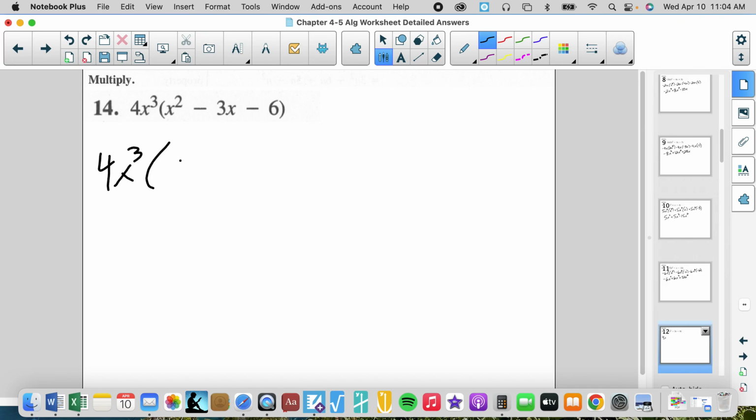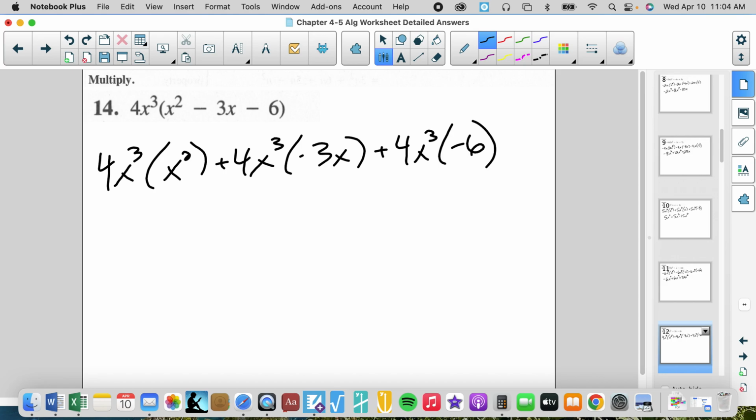4x to the third times x squared plus 4x to the third times negative 3x plus 4x to the third times negative 6. 4x to the fifth minus 12x to the fourth. Remember, when we multiply like bases, x to the third times x to the second, we add their exponents. Hence why x to the third times x to the second equals x to the fifth. And that's minus 24x to the third.